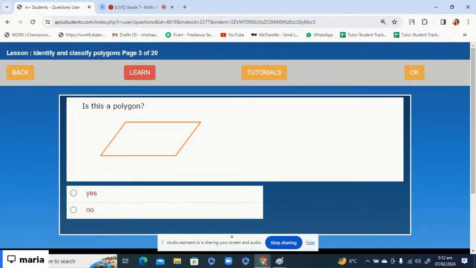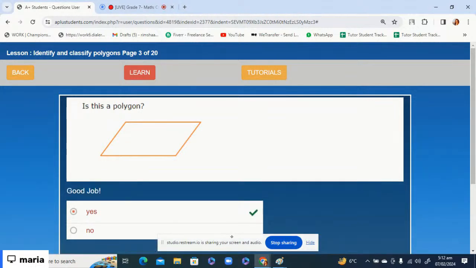All right, is this a polygon? Yes, look at here. There are proper sides, 1, 2, 3, 4 sides, and it's an equilateral quadrilateral. Sorry. So this is a quadrilateral. So yes, we can say that this is a polygon.